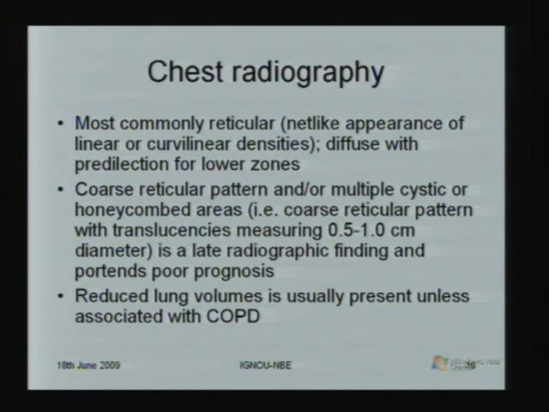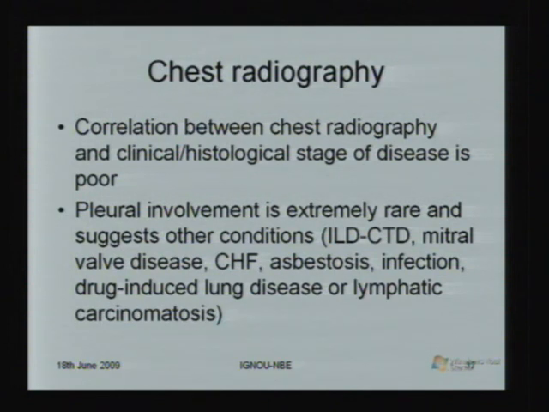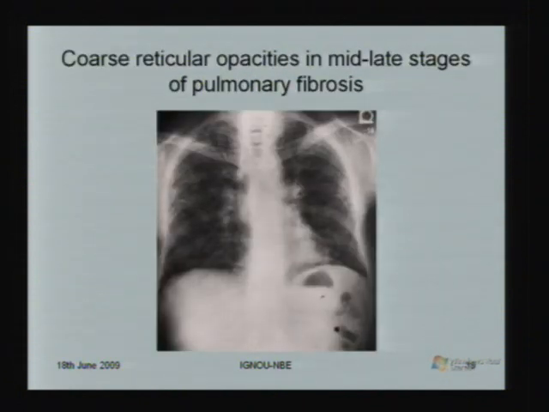Reduced lung volume is usually present unless there is associated COPD. The correlation between chest radiography and clinical stage of disease is poor. Pleural involvement is extremely rare and suggests other conditions like ILD with collagen connective tissue disease, mitral valve disease, congestive heart failure, asbestosis, and lymphatic carcinomatosis.